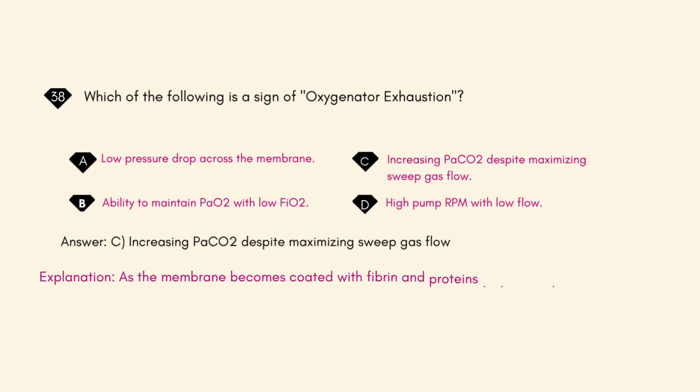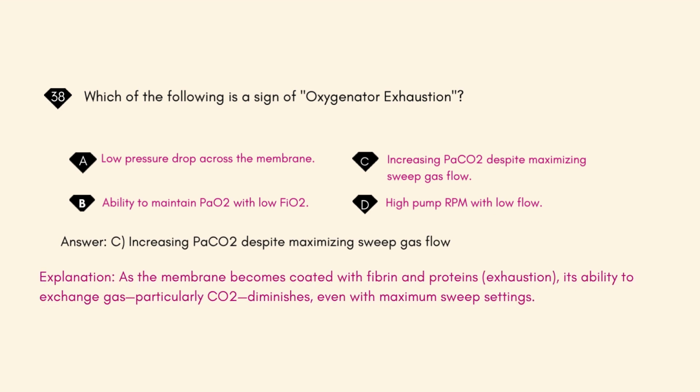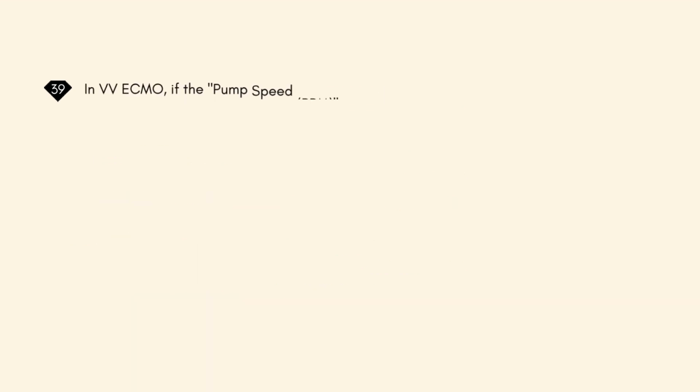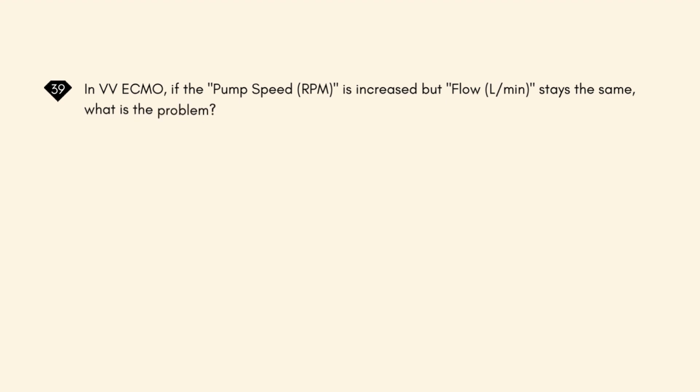Explanation: as the membrane becomes coated with fibrin and proteins, exhaustion, its ability to exchange gas, particularly CO2, diminishes, even with maximum sweep settings. In VV-ECMO, if the pump speed, RPM, is increased but flow, L/min, stays the same, what is the problem? A. The pump is decoupled or there is a massive clot in the pump head.